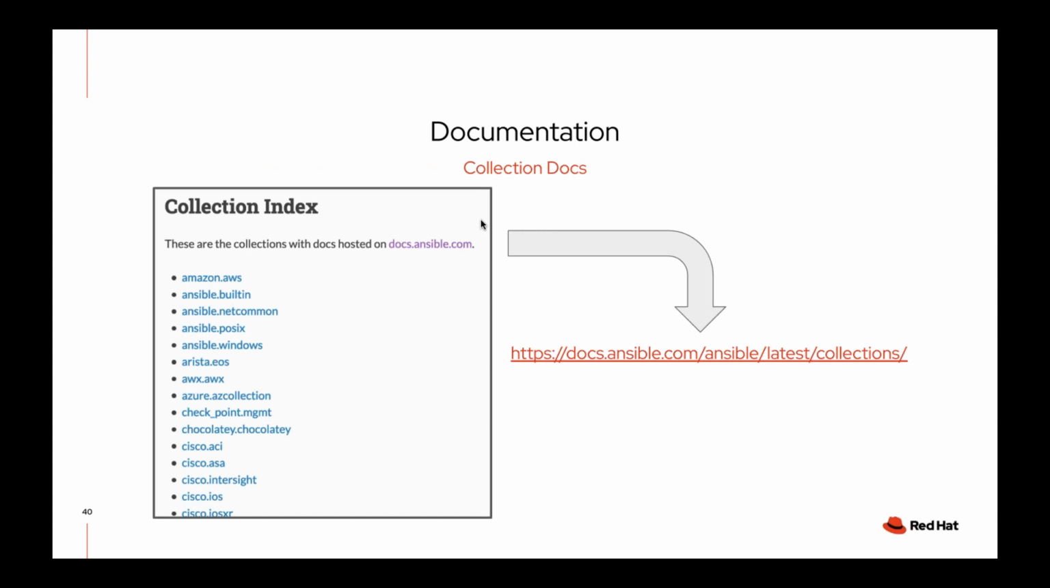One of the things we've been asked is, since all content, and content includes modules, is being moved into collections, how do I know where the documentation is now? A lot of folks have probably already noticed when they Google a specific module, when they do a web search, that instead of the module index that folks might have been used to in the past, there's a collection index. So you can go to docs.ansible.com, Ansible latest collections.